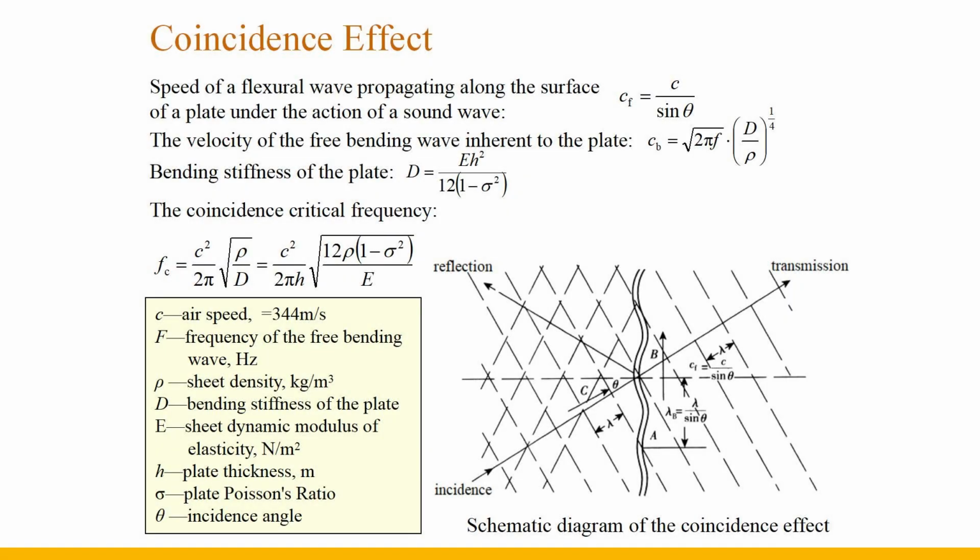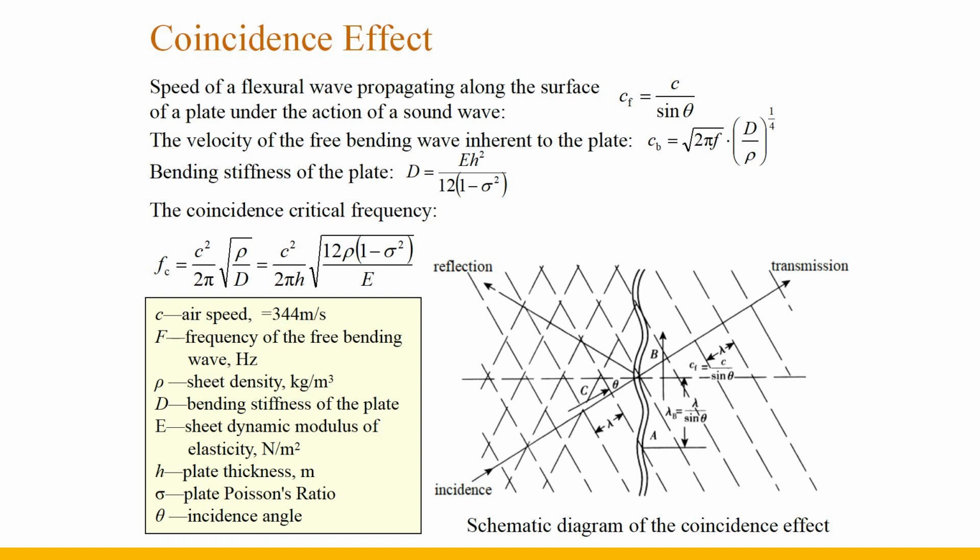The actual single-layer homogeneous compact wall is an elastic plate with a certain stiffness, which will produce forced bending vibration under the excitation of an obliquely incident acoustic wave, and the bending wave propagates along the plate surface. When the propagation speed of the bending wave is equal to the propagation speed of the free bending wave inherent in the plate, the plate bends with the incident wave so that a large amount of incident sound energy is transmitted to the other side, which is called the coincidence effect.